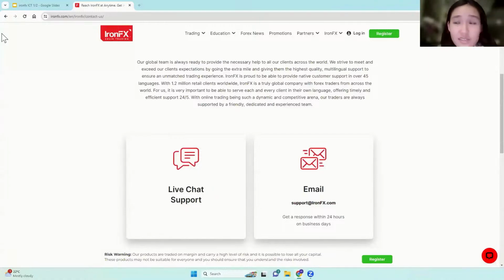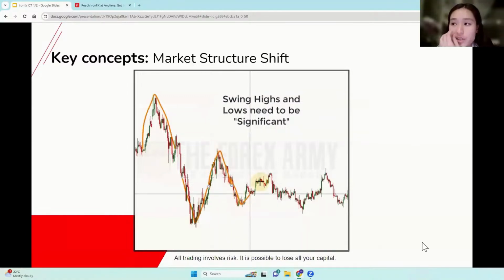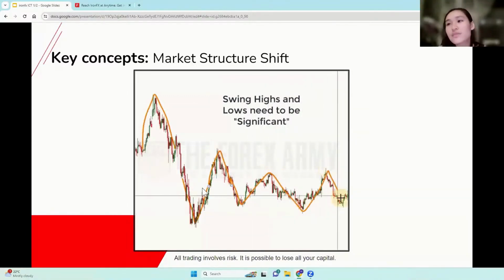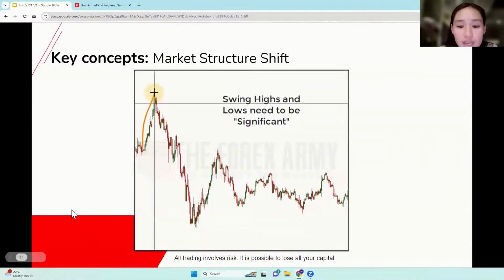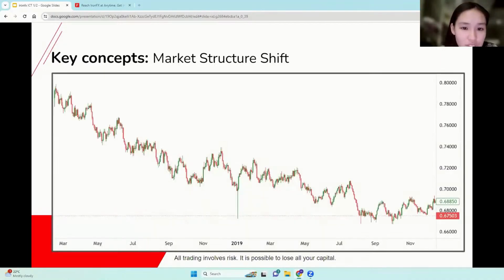Let me go back to my slides. Okay, so this is the GIF that I was talking about earlier. So you can see that there are very clear movements in price with clear swing highs and very clear swing lows as well. If we look at this market structure, it's not as clear, but you can see that it's a very clear downtrend. So that's just basically what we're looking for over here.